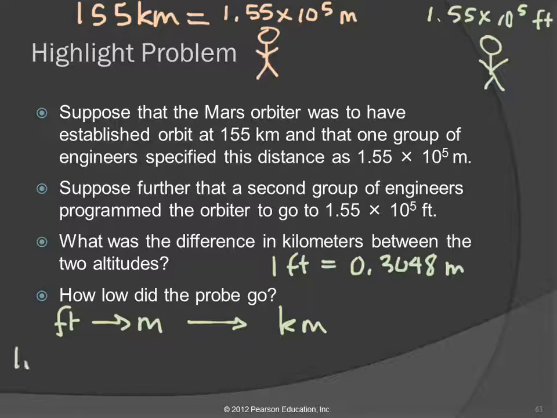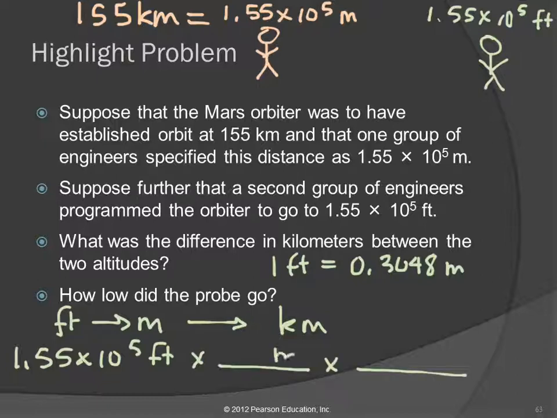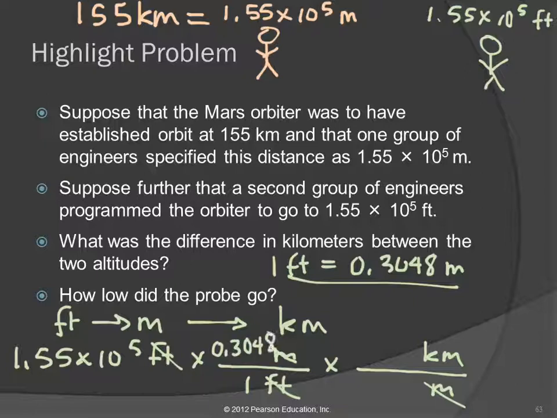So 1.55 times 10 to the 5th feet. Our path is feet to meters to kilometers. 2 arrows, 2 conversion factors. Feet to meters to kilometers. The previous unit goes in the bottom, so feet cancel out, and meter comes down here, meters cancel out. Units telling us what to do. We have this relationship. It was 1 foot and 0.3048 meters.